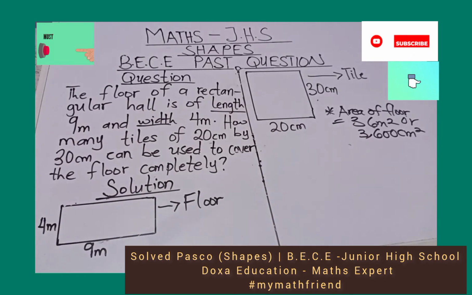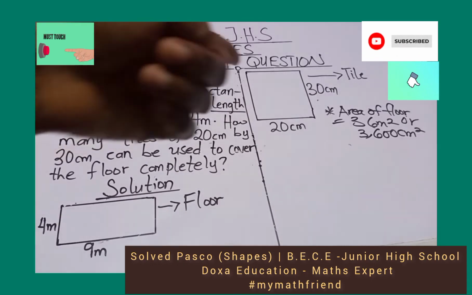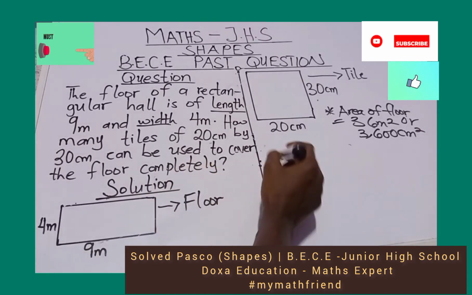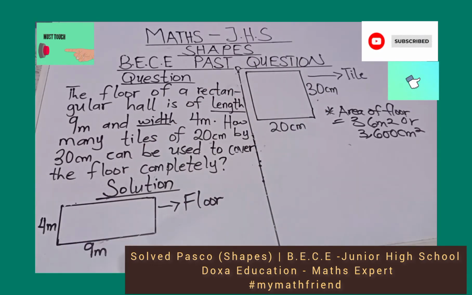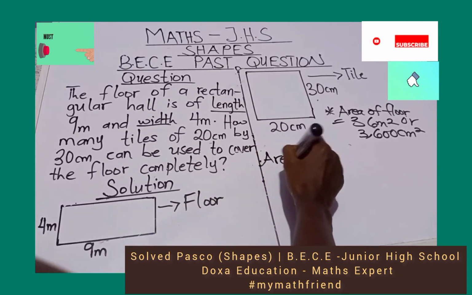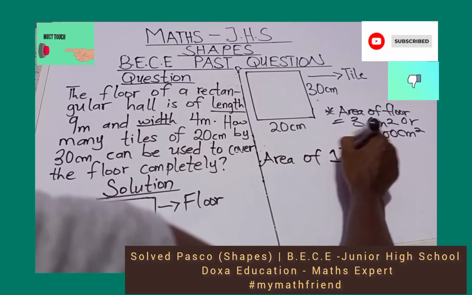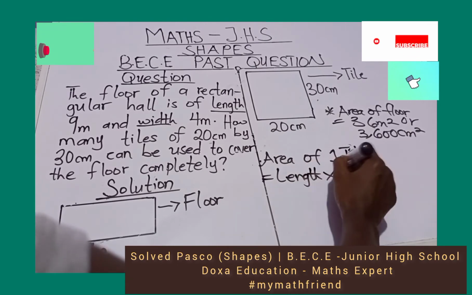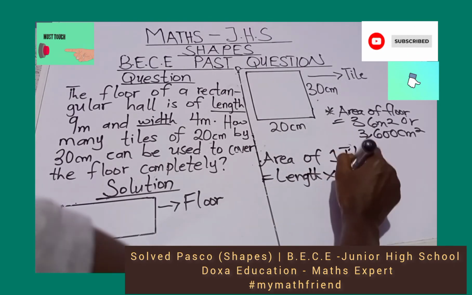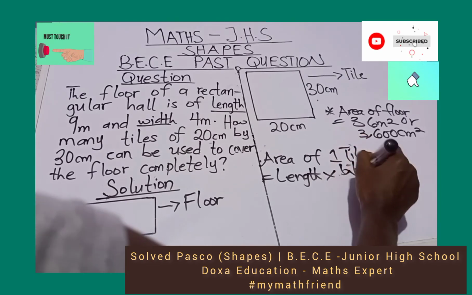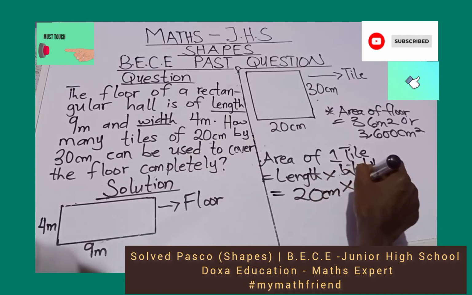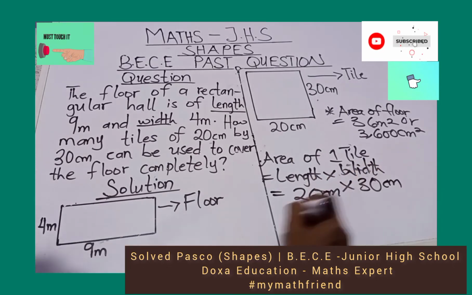Now let's move to the tile. Let's first find the area of that single tile, using the dimensions. So what shape is that? There are different dimensions, 20 and 30. So that's a rectangle. The area of one tile is the length times the width. Since they used width in the sentence, let's use width. Length times width. The length is 20 centimeters and the width is 30 centimeters.